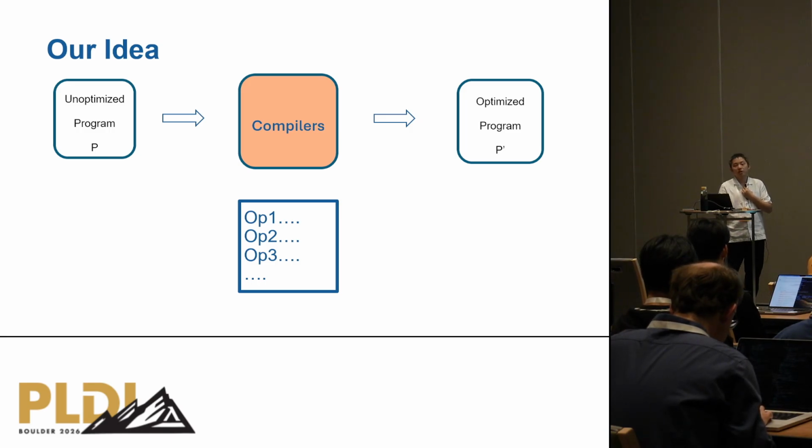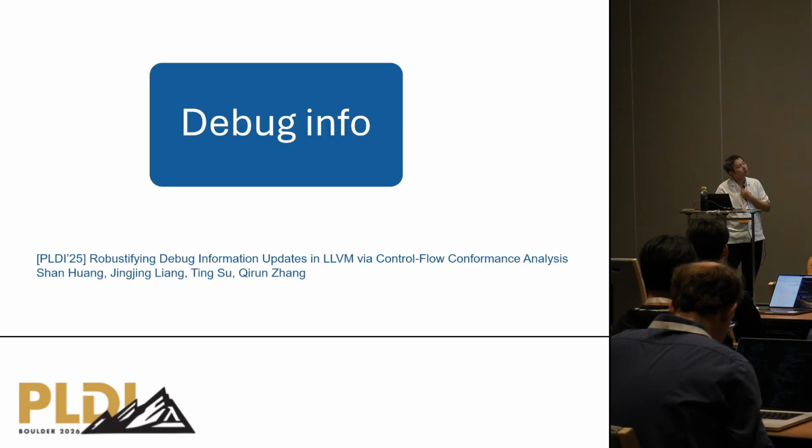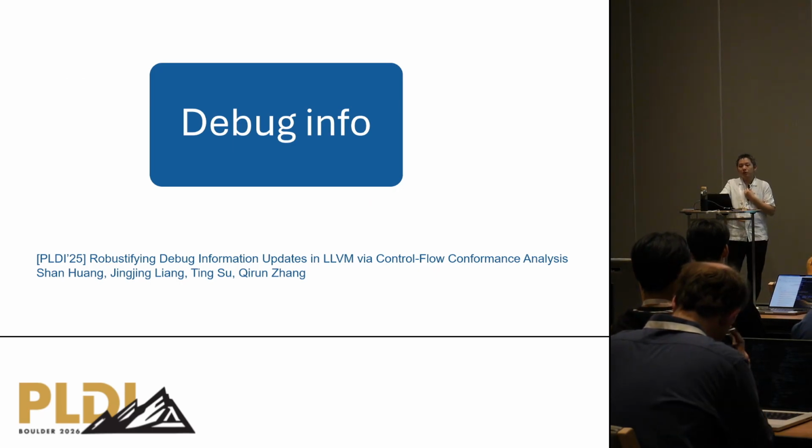Okay, next I'm going to talk about two concrete examples to materialize the basic idea. Now we want to utilize the compiler's internal information to improve compiler reliability by performing translation validation. I will be talking about two client applications. One is related to debug information generation, and the other one is related to speeding up SMT-based translation validation tools. Okay, so let's first talk about debug information generation. This is a published work at last year's PLDI.